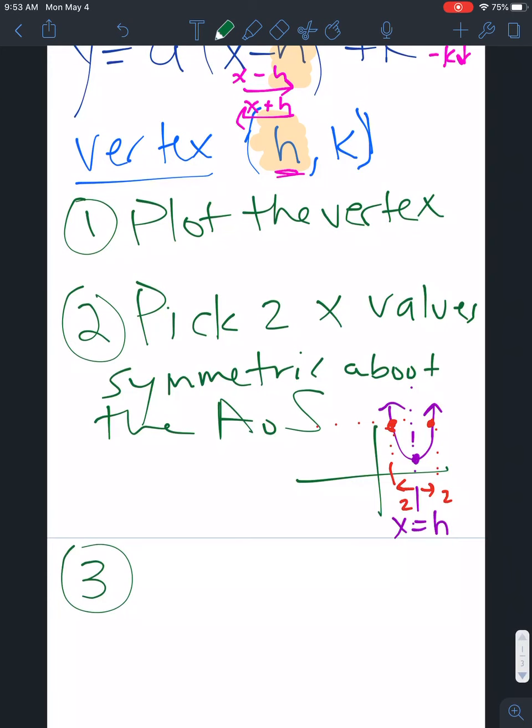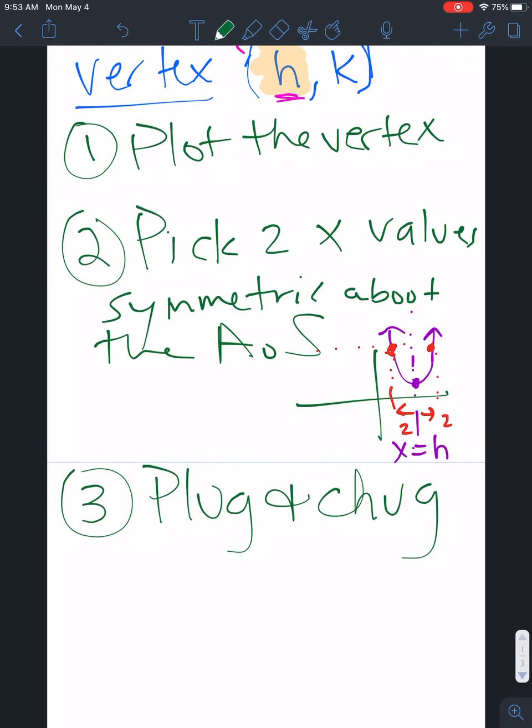Our third step: after you pick those x values, you're going to plug them in and chug them out. Plug and chug, meaning you're plugging in your x values to find your 2 different y values from them. It's also called evaluating.